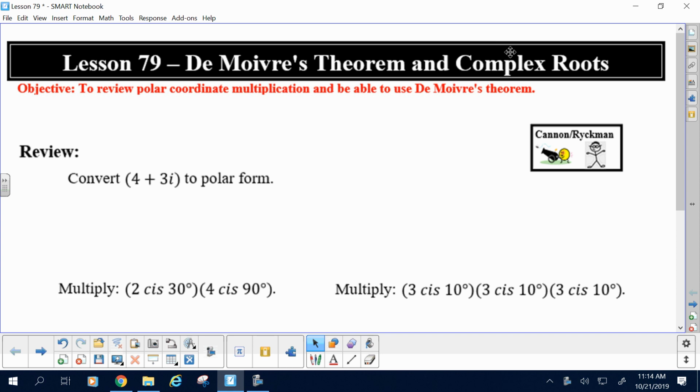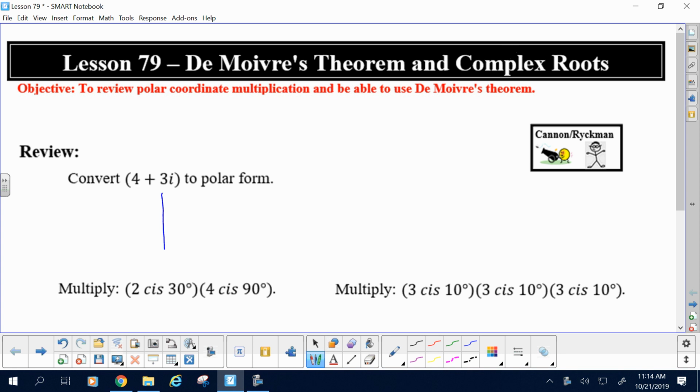So, here goes. Be with me because this lesson is not going to explain itself. So, it goes a little something like this. First, let's review what you should know that you hopefully are thinking is easy. If I asked you to convert 4 plus 3i to polar form, how do you do it?